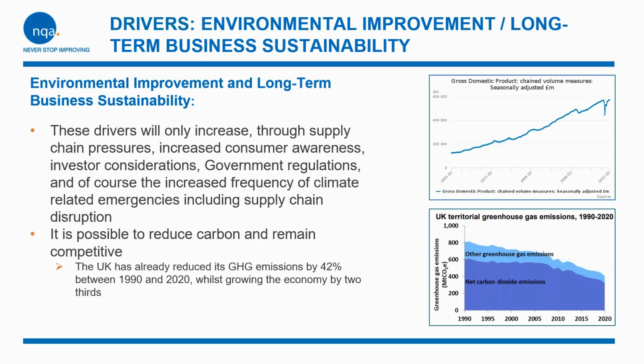So if we use the UK as the example there, the UK has reduced its greenhouse gas emissions by 42% since 1990, whilst at the same time the economy has grown by 2/3. So we shouldn't think of these things as mutually exclusive. It is possible to be carbon efficient and to remain economically competitive as well. So that's the last of the key drivers that we can look at.